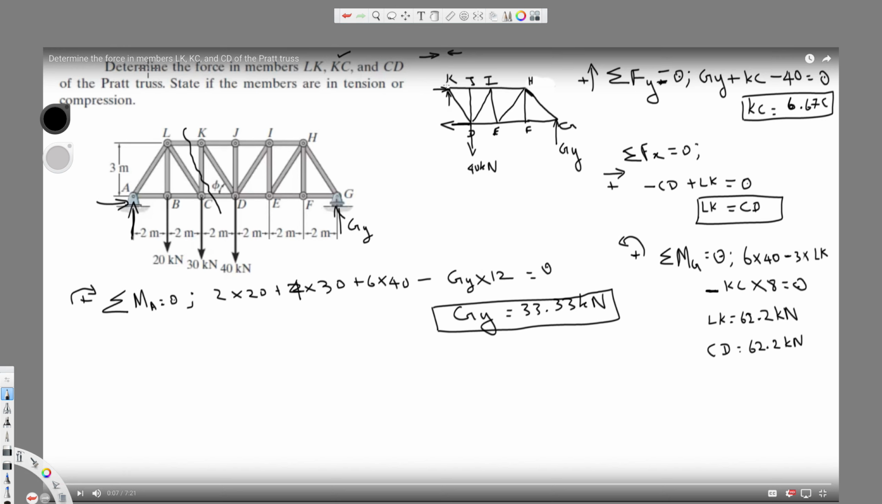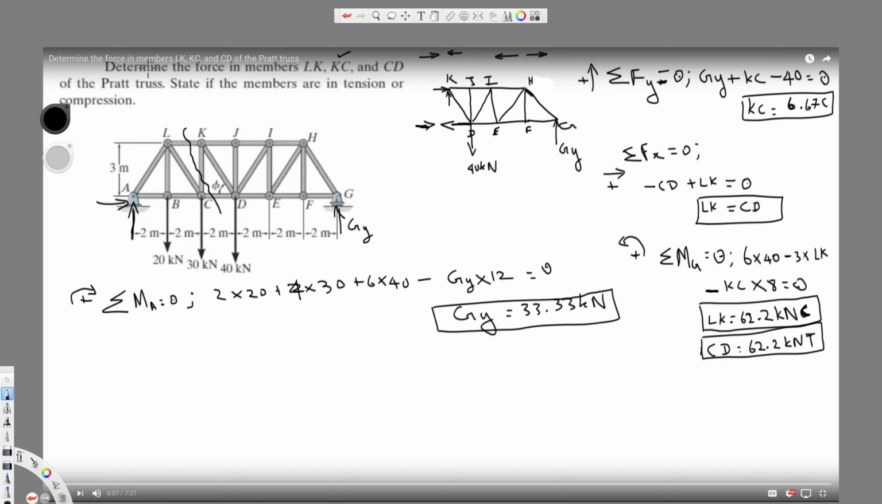Since this line is moving away, as I said before, if you see some sign at the end of the line, it means it's a compression. Therefore we can say LK is compression. And let's check CD. If you see, this direction is going this side, therefore it's facing toward each other, and there's another force acting like this, so it's a tension. Therefore CD is a tension.